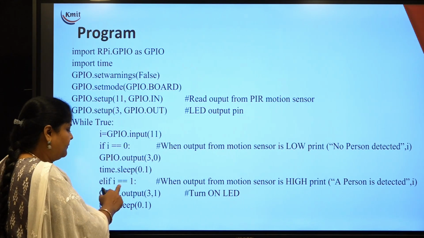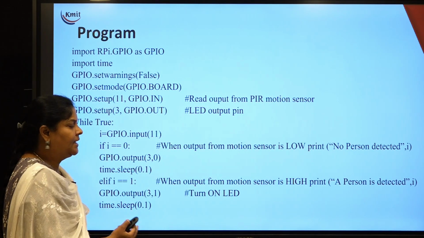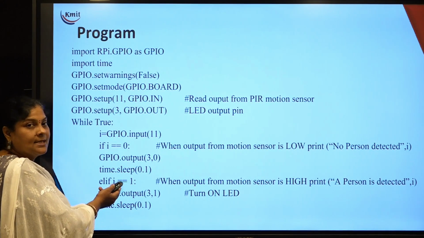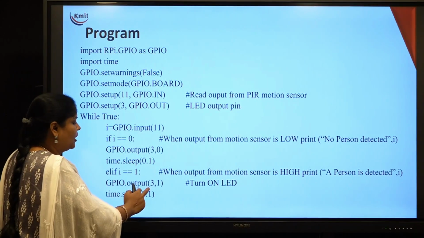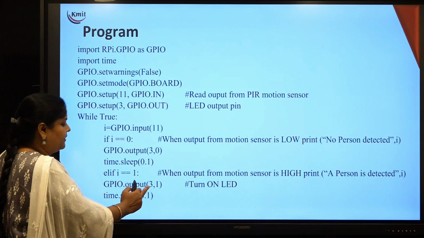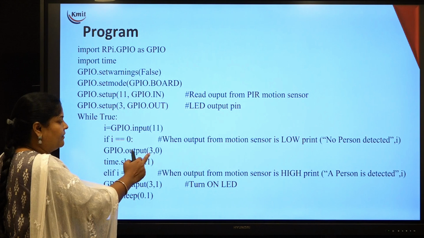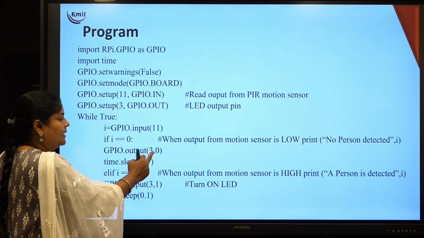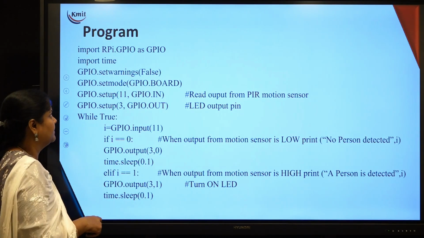Next, else if i is equal to 1, that means some person has been detected. The meaning is that the LED should be on here because some person is detected in the detecting area. That's why GPIO.output(3, 1). 3 is the pin where we have connected the LED, that's why we are taking 3 comma 1, the LED is on. If you see here, pin 3 we are selecting the LED and 0 means no person is detected. That way the LED will be off, and the LED will be on for some sleep time.